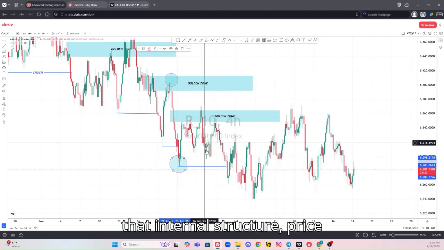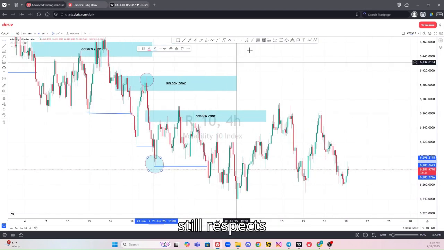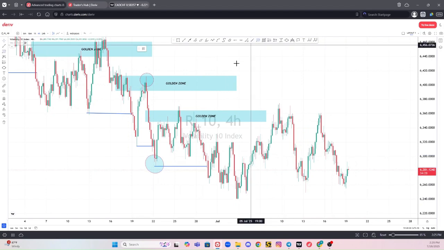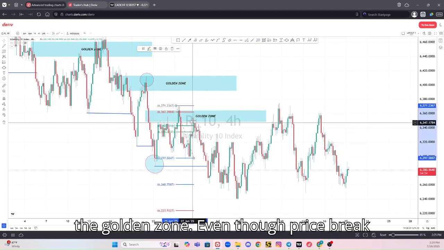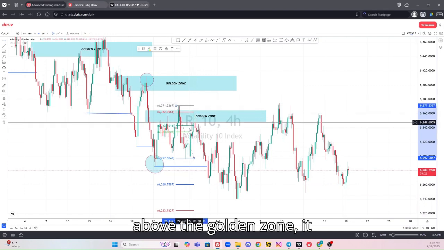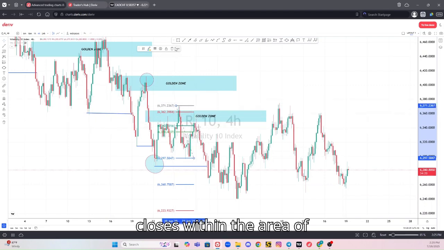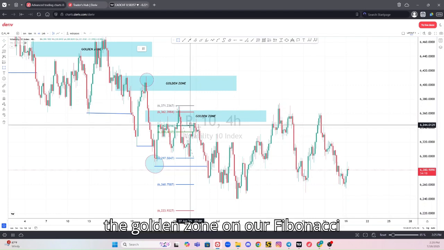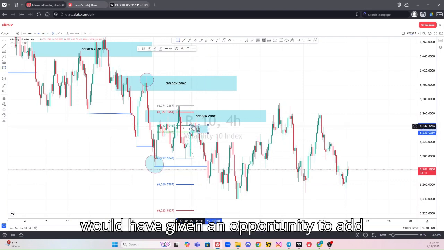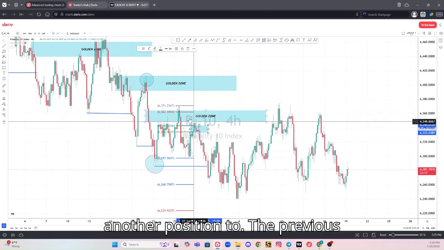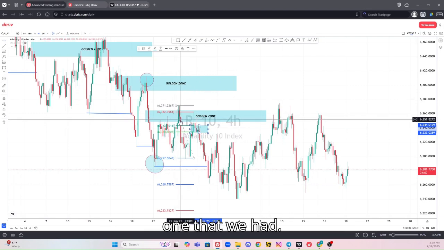In that internal structure, price still respects the golden zone. Even though price breaks above the golden zone, it closes within the area of the golden zone on our Fibonacci retracement level again, which would have given an opportunity to add another position to the previous one that we had.